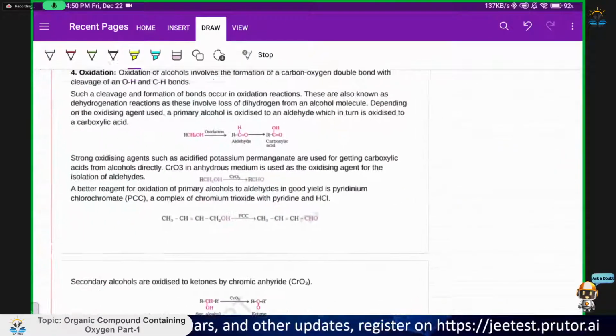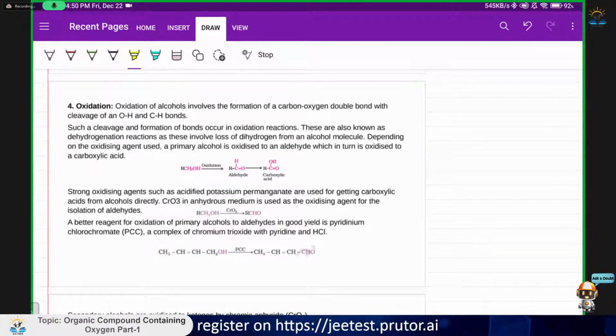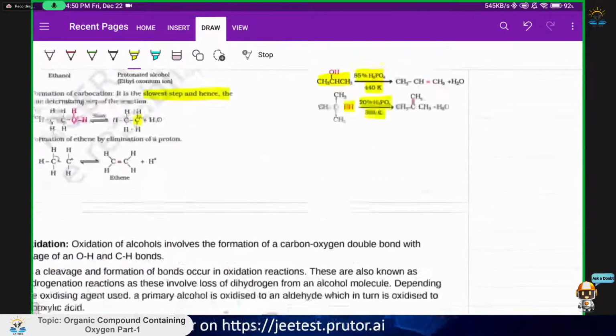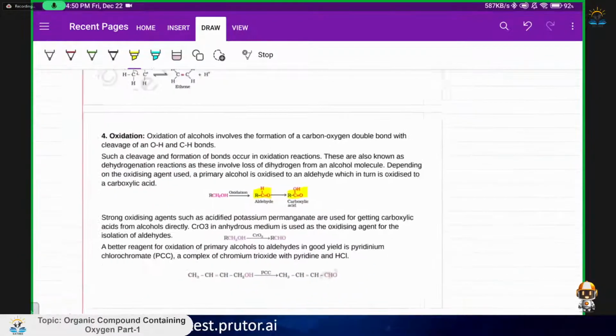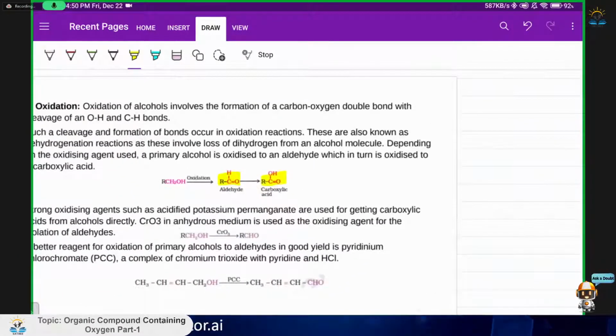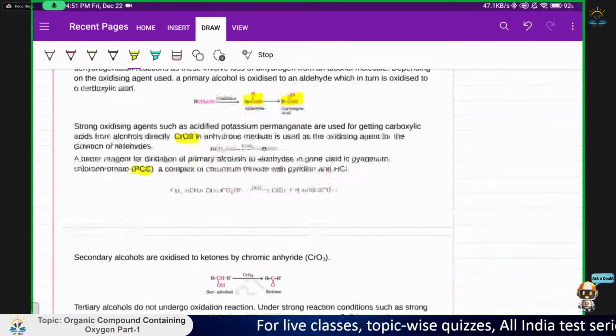Now oxidation reaction. Oxidation of alcohols involves the formation of a carbon-oxygen double bond with cleavage of O-H and C-H bonds. So alcohols are first oxidized to aldehyde, then to carboxylic acid, depending on the strength of the oxidizing agent. If we use strong oxidizing agents such as potassium permanganate, we'll directly get the acid. If we have to prepare aldehyde, we have to use milder oxidizing agents such as CrO3 or PCC, pyridinium chlorochromate. So we get the corresponding aldehydes when we use these oxidizing agents.